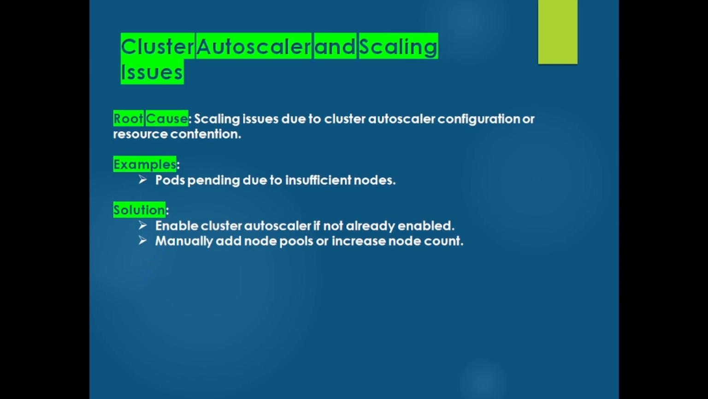Cluster autoscaler and scaling issues. The root cause for this is scaling issues due to cluster autoscaler configuration or resource contention. For example, pods pending due to insufficient nodes. As a solution, enable the cluster autoscaler if not enabled. Also, you can manually add node pools and increase the node count as well.